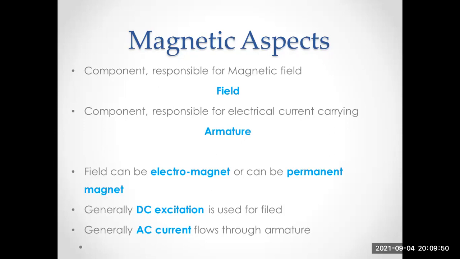Because you just see that whenever there is an electrical current flowing through a conductor, that also will generate some sort of magnetic field. But that will not be called field. Got my point? That will be called armature, because I have provided that particular conductor for carrying current. Now, if some conductor carries some current, magnetic field will be generated, and that will not be called field. You have to understand these two things.